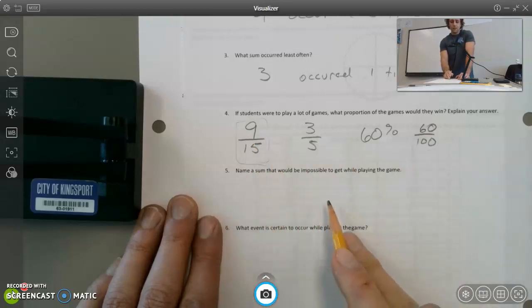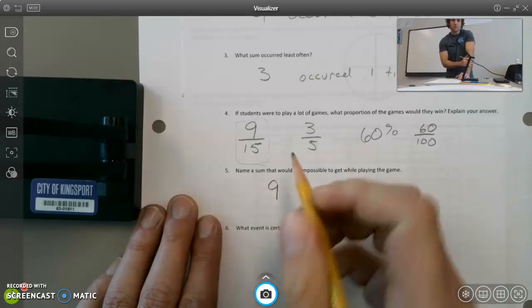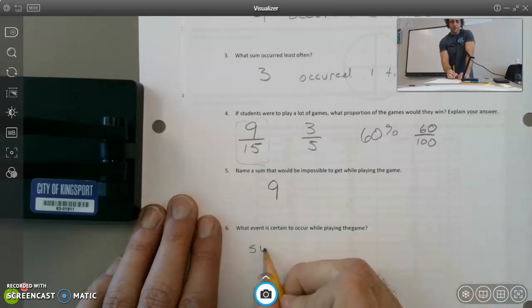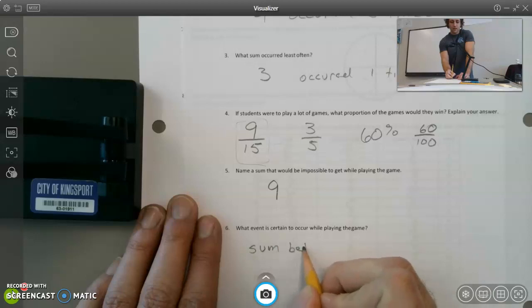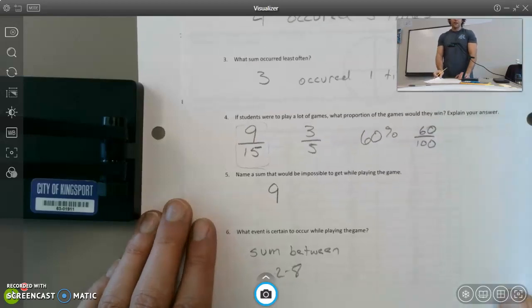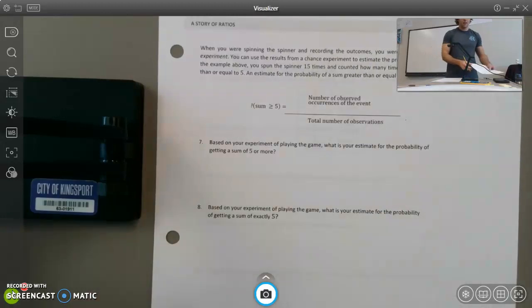Name a sum that would be impossible to get while playing the game. Well, a sum of 9 would be impossible, because you spin it twice, and the maximum amount is 4. 4 plus 4 is 8. That's the highest I can go. What event is certain to occur? A sum between 2 and 8. It's certain that I will get some number between 2 and 8. All right. Let's look at the next page.